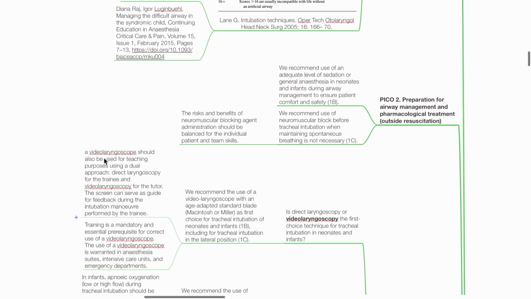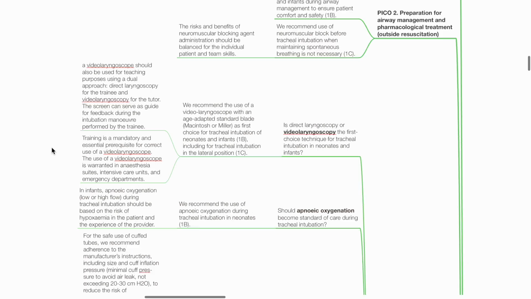PICO2: Preparation for airway management and pharmacological treatment. It is recommended to use an adequate level of sedation or general anesthesia in neonates and infants during airway management to ensure patient comfort and safety. It is recommended to use neuromuscular block before tracheal intubation when maintaining spontaneous breathing is not necessary. Risks and benefits of neuromuscular blocker should be balanced for the individual patient and team skills.